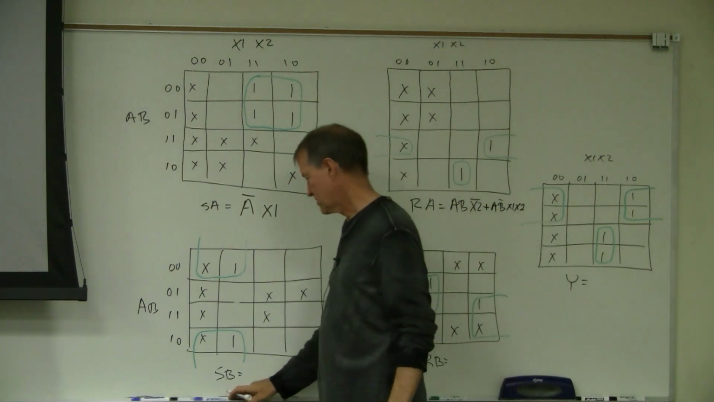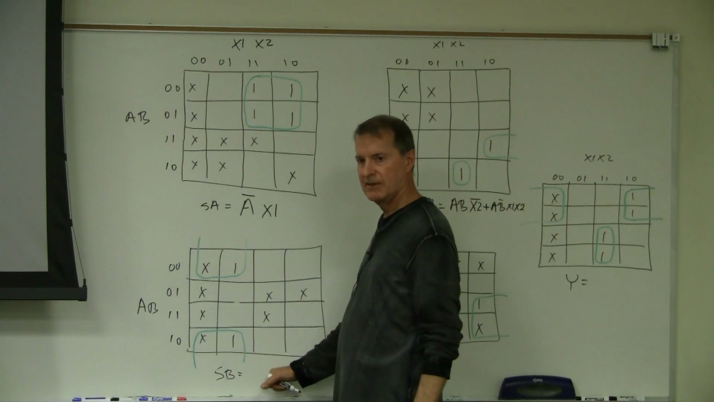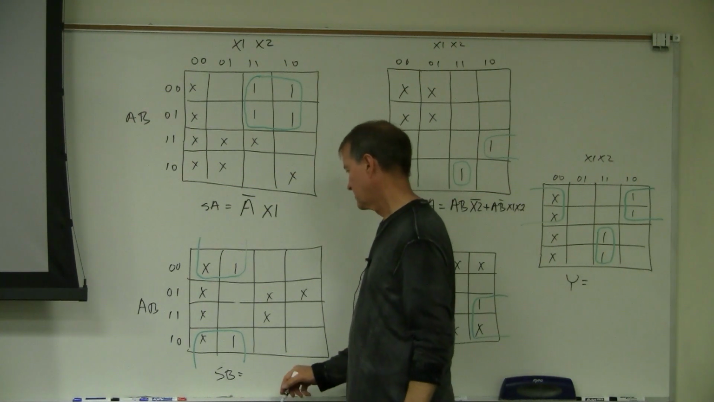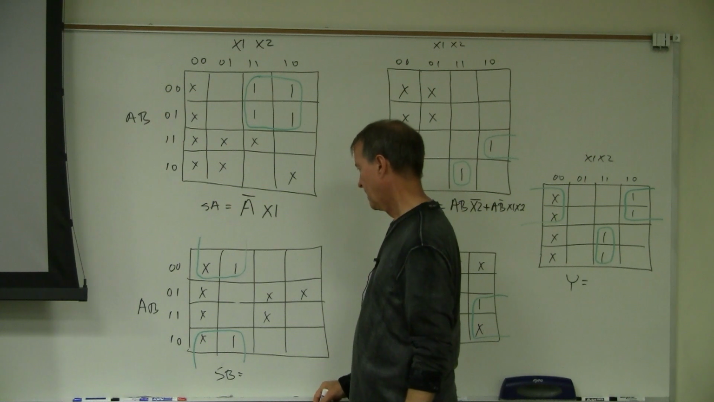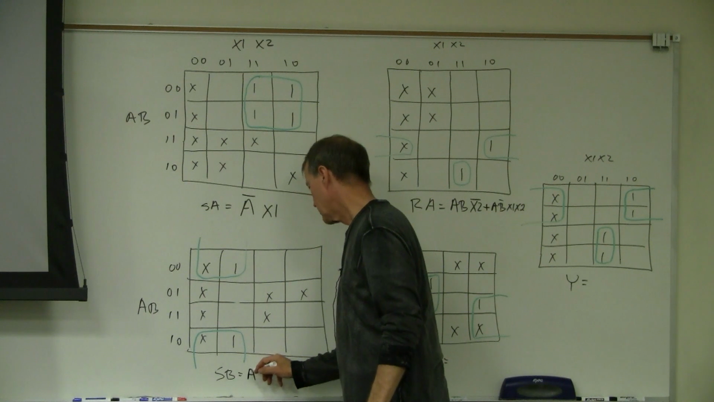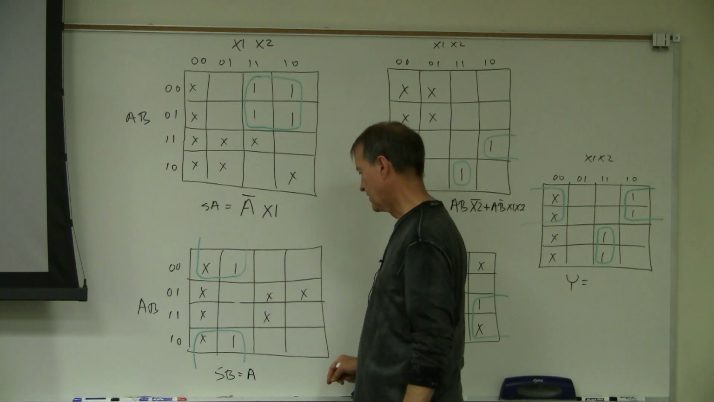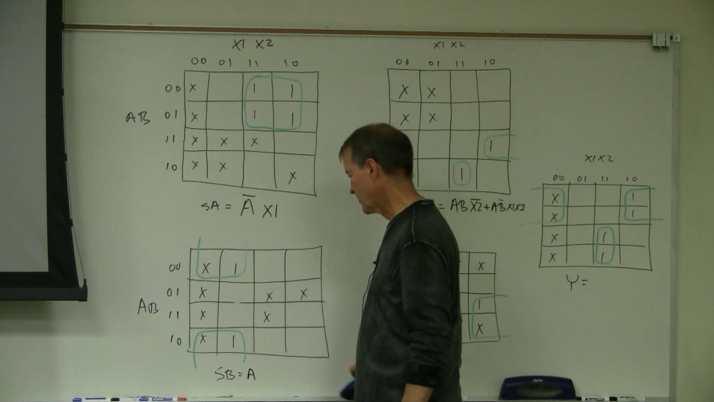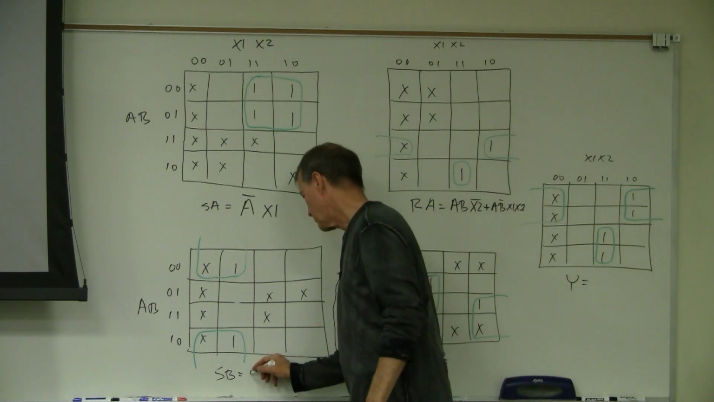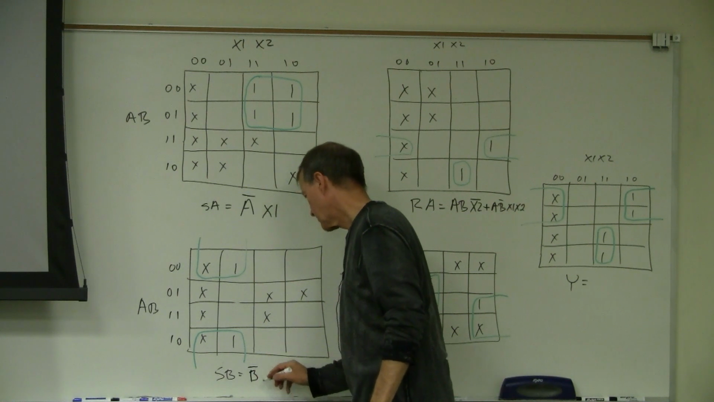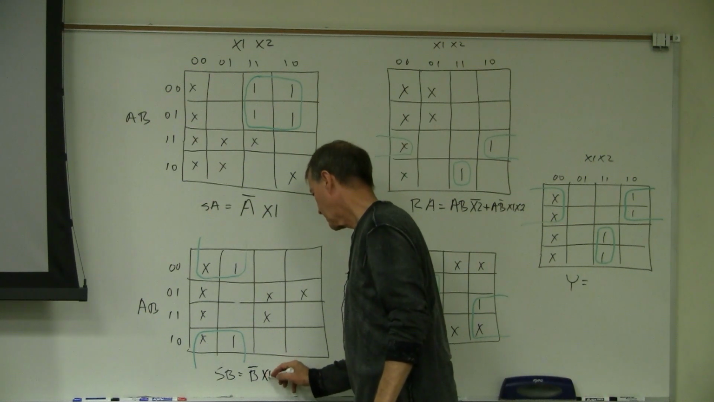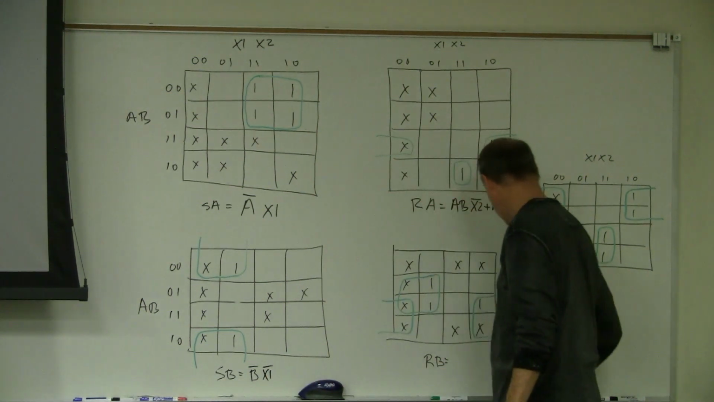What about this? What's SB? A prime, B prime, x1 for the first one. Okay, there's only one. Okay, just the B prime. Then it's going to be x1 prime. Okay. Are people checking this?